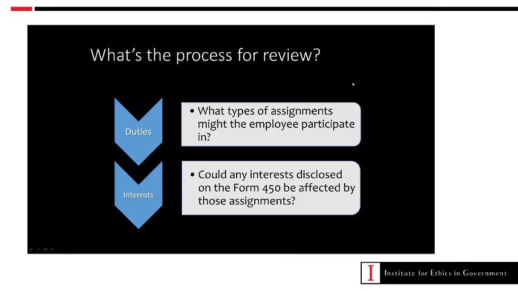So here are the two things we're looking for. This is the most basic way of thinking about the 450. We need to find out what these people are going to do and whether or not that activity would have an effect on any of the financial holdings that they report on the form. If we had to give a one-sentence explanation for what confidential financial disclosure is for, that's how we would do it. We're looking for any relationship between the financial holdings and the duties of the position. So however it makes sense to get those two pieces of information, your program should be established in order to do so.